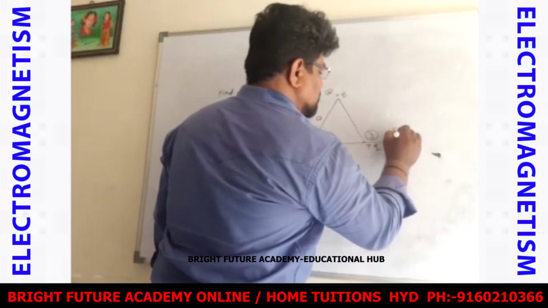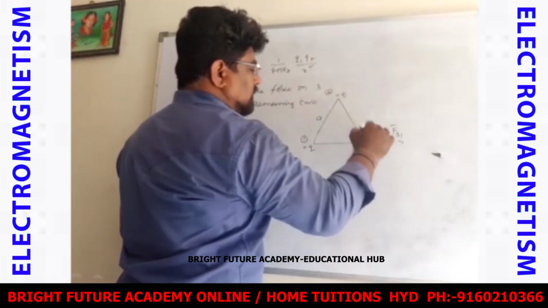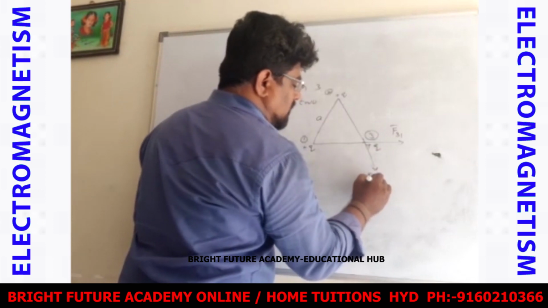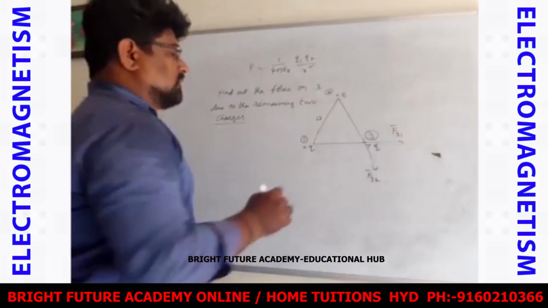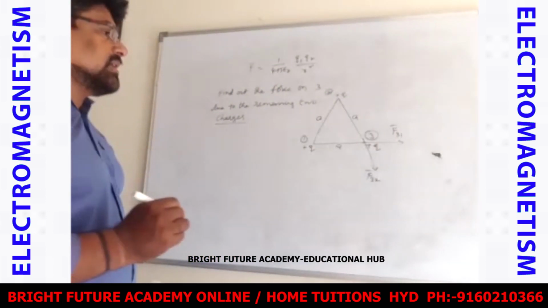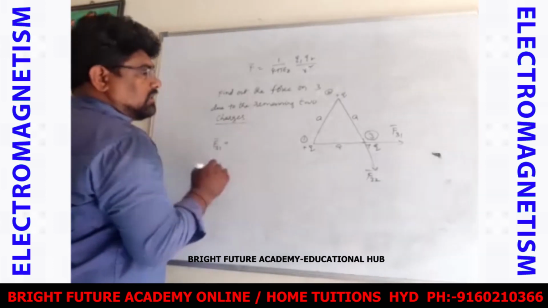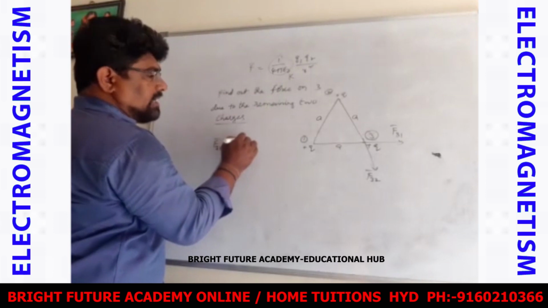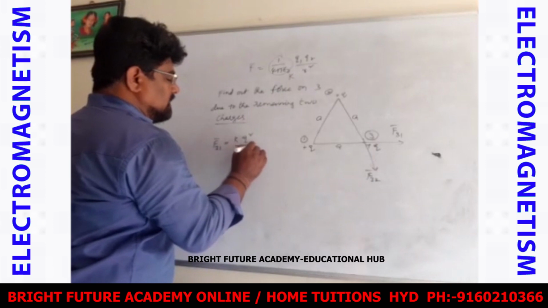Okay. It is force on 3 due to 1. And next, force on 3 due to 2 is in this direction. It is force on 3 due to 2. So all these sides are equal since it is an equilateral triangle. Now we have to calculate force on 3 due to 1. We can take this as K, then K into similar charges, Q into Q, Q square by A square.